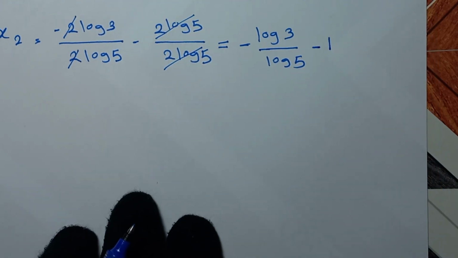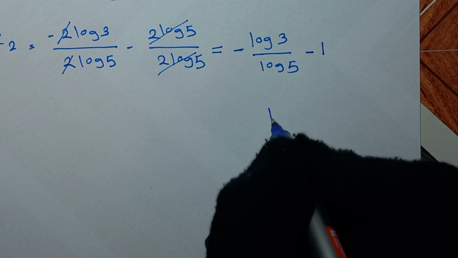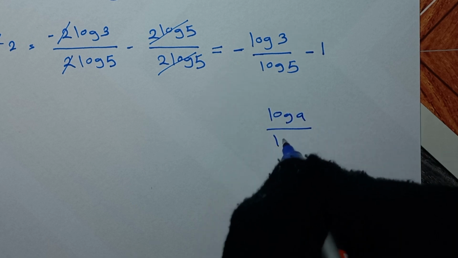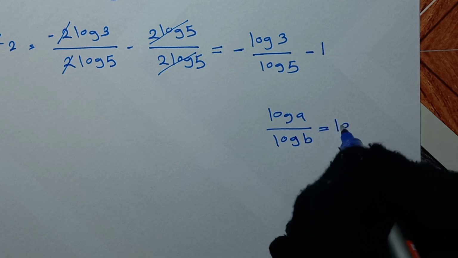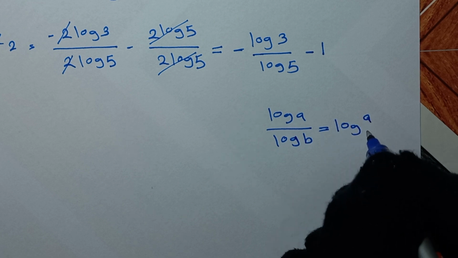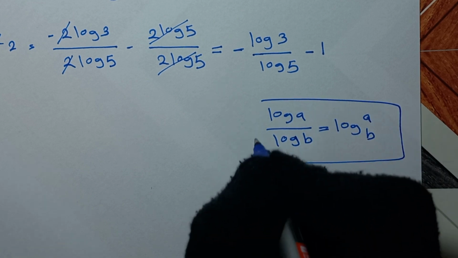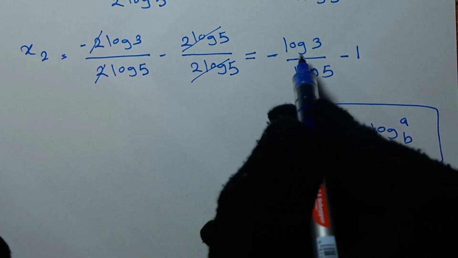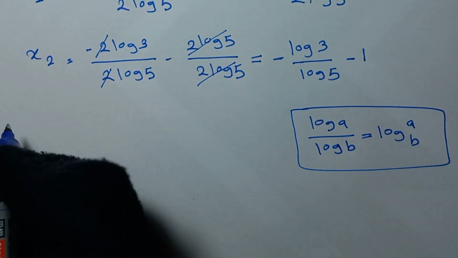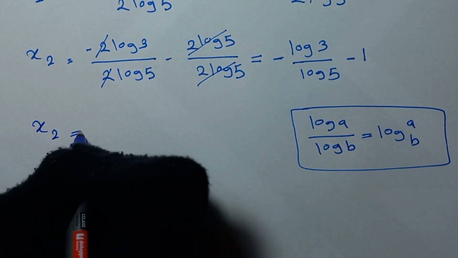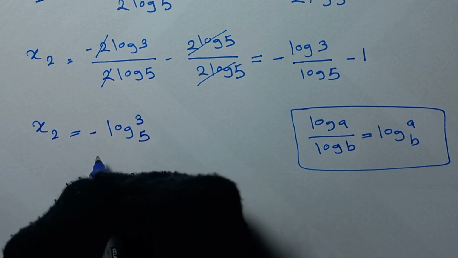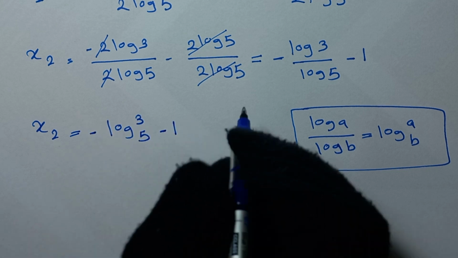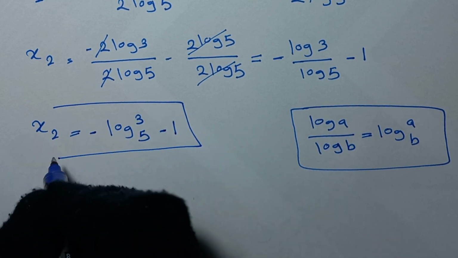And from log rules, if we have log a over log b, we can write this as log a to base b. So, and here we have negative log 3 over log 5. So we can write x2 is negative log 3 to base 5 and minus 1. So this is our second answer.